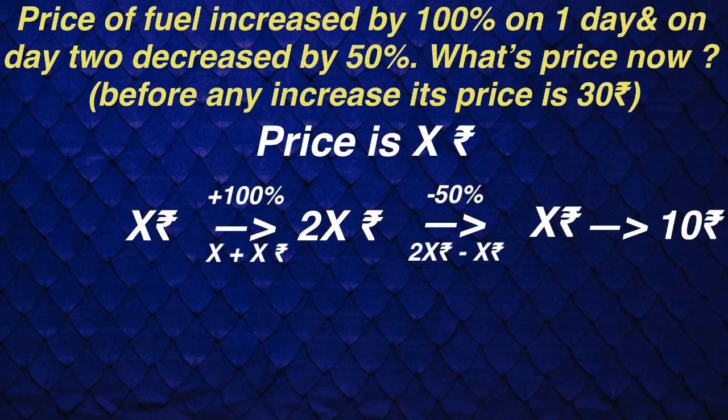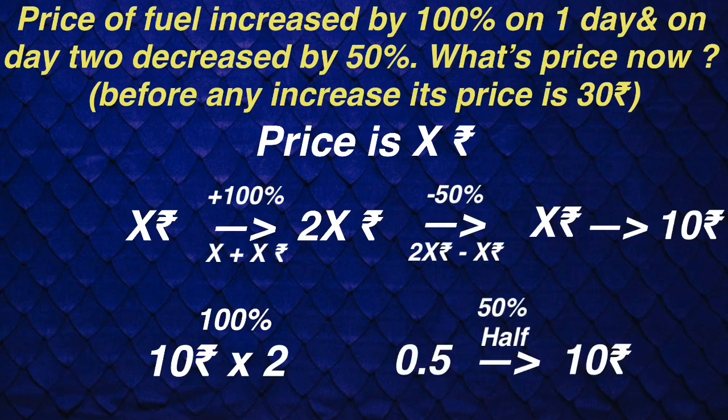It can also be done as 10 rupees: 100% increase means double, into 2. 50% decrease means half, 0.5. Answer is 10 rupees.